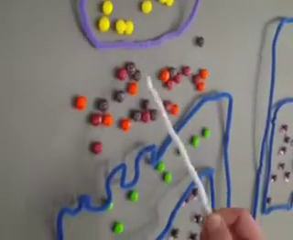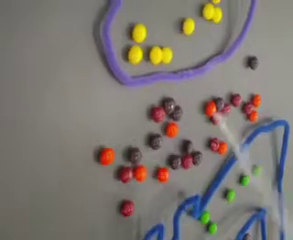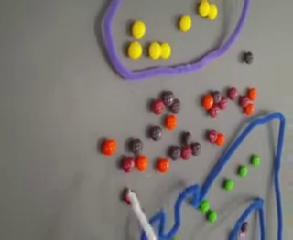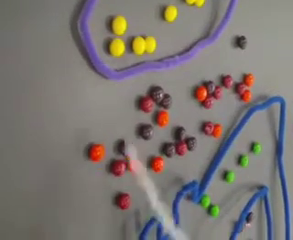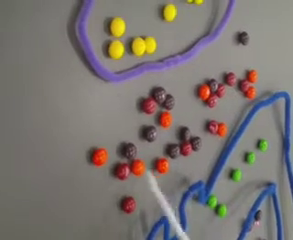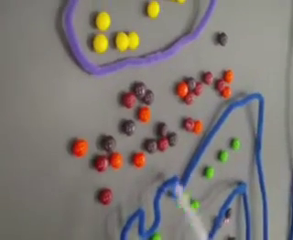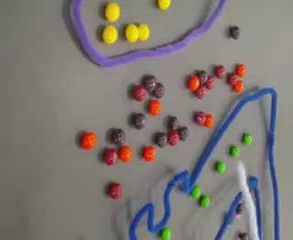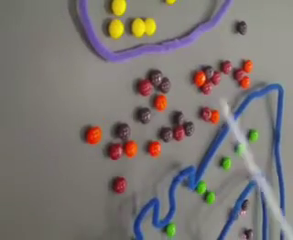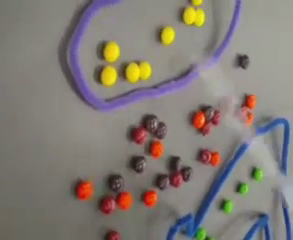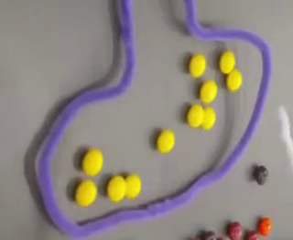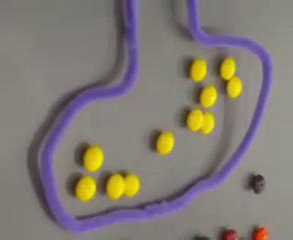And then in the synaptic cleft we have more calcium. And then we have sodium. And then the red is going to be our acetylcholinesterase. And then inside the axon terminal, we have our acetylcholine.